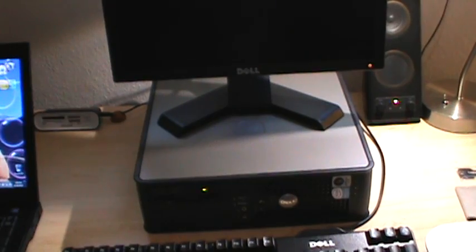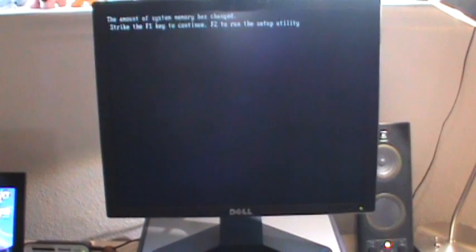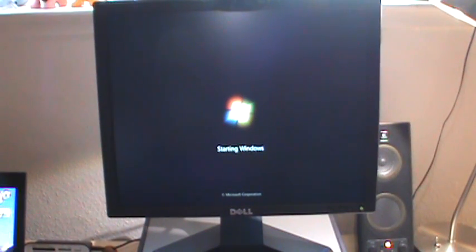Bam. Dell. Yes, Dell, my favorite company. Okay, the amount of system memory has changed. Yes, I know. All right, we're booting into Windows 7. I got no error messages, thus meaning that it did detect the memory correctly. We now have 3 gigabytes of RAM, which is awesome.